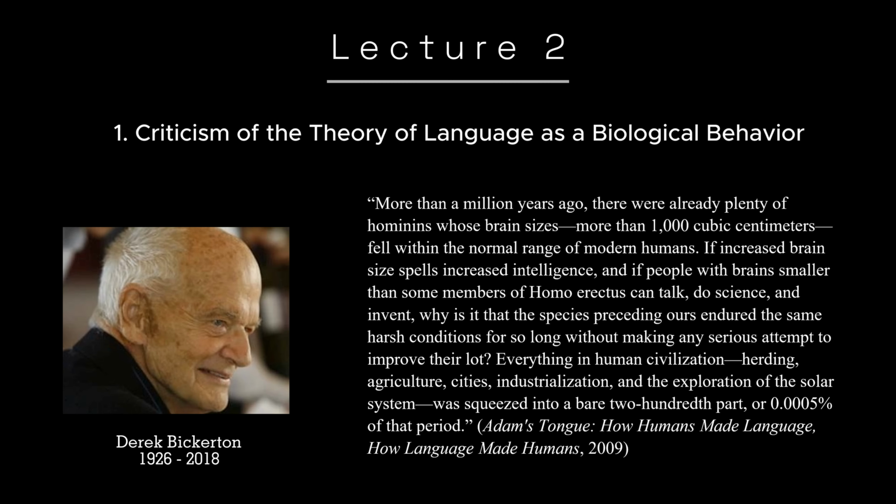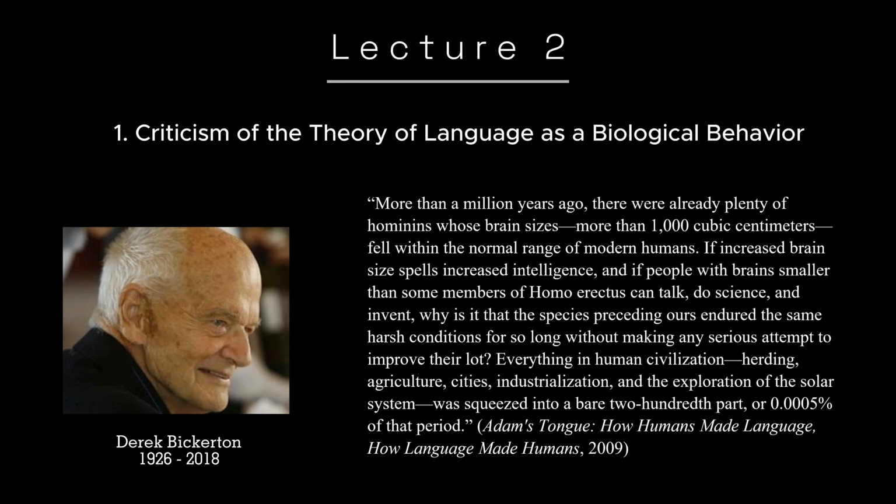More than 1 million years ago, there were already plenty of hominins whose brain sizes, more than 1,000 cubic centimeters, fell within the normal range of modern humans. If increased brain size spells increased intelligence, and if people with brains smaller than some members of Homo erectus can talk, do science, and invent, why is it that the species preceding ours endured the same harsh conditions for so long without making any serious attempt to improve their lot?